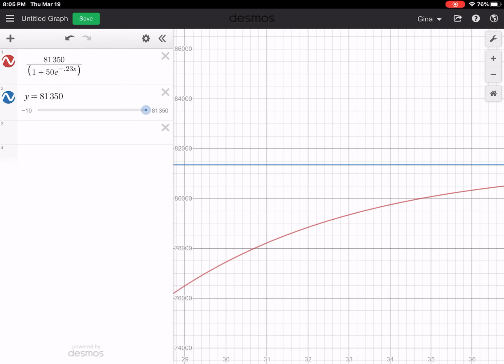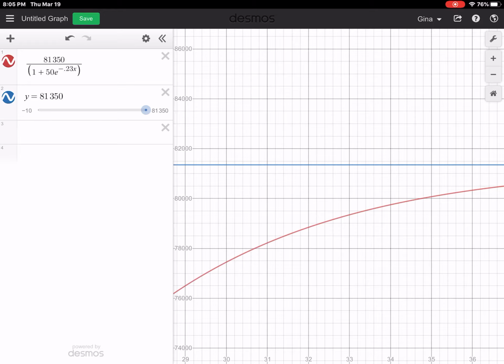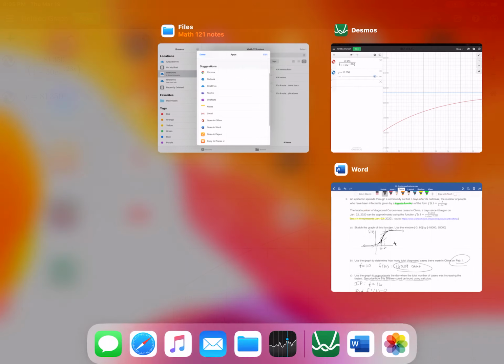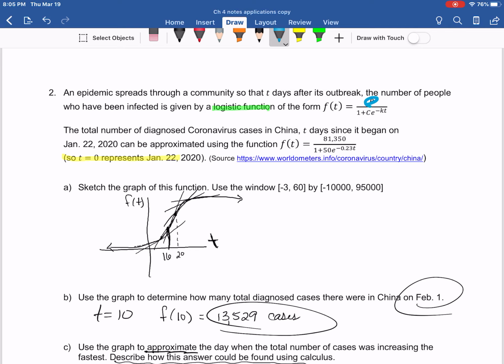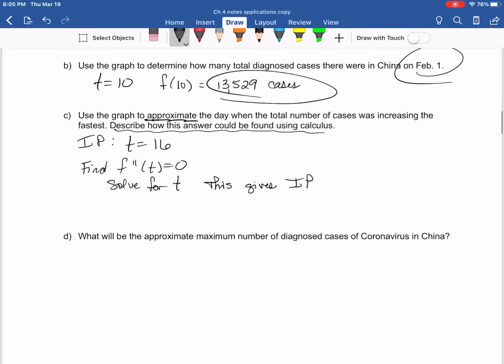Okay? And the reason I know this is because I know how the logistic function works. It's going to be the numerator of your logistic function, which corresponds to the value that we called b. So up here, sorry about that, that is going to be this value, I guess I'll use orange. b tells you where this graph is going to stay below. Okay, and in this case, the value of b is 81,350. It's the upper limit to the number of diagnosed cases.